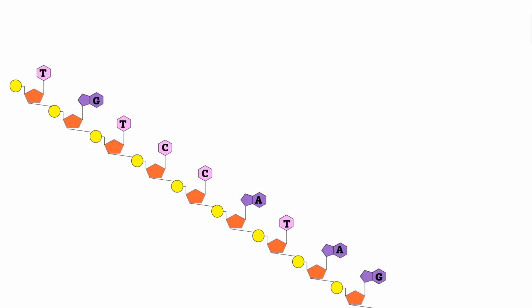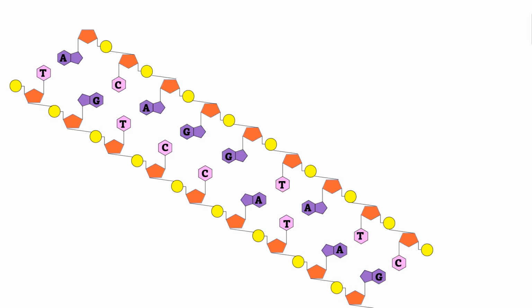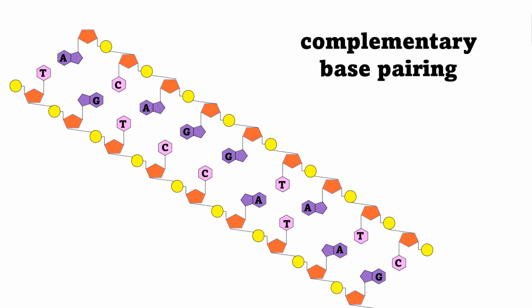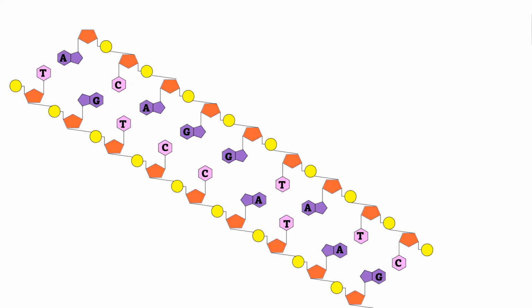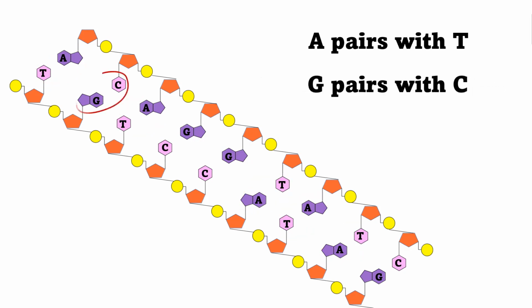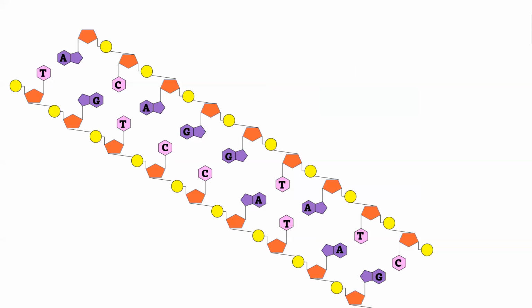But DNA is not single-stranded, it's double-stranded. There we go, there's the second strand of DNA. A couple things that are important to recognize about the structure of DNA before we jump into DNA replication. Firstly, DNA has complementary base pairing, meaning that wherever there's an A on one strand, it will pair with a T on the other strand. Wherever there's a G on one strand, it pairs with a C on the opposite strand. Again, we call this complementary base pairing.